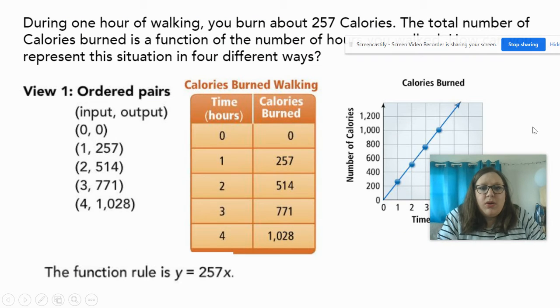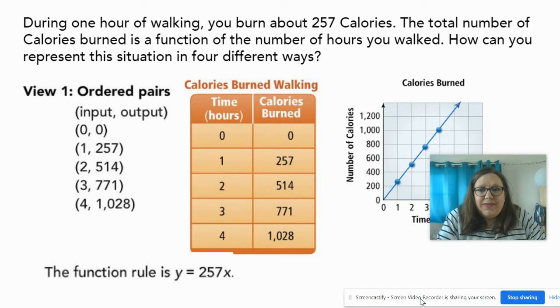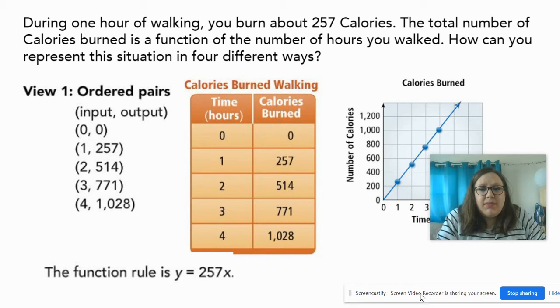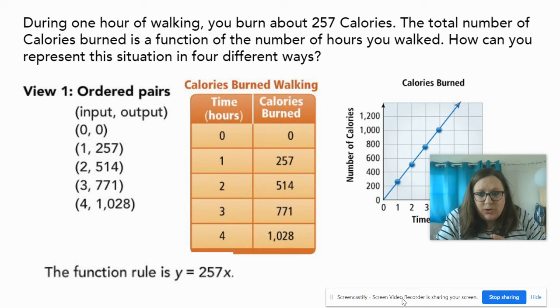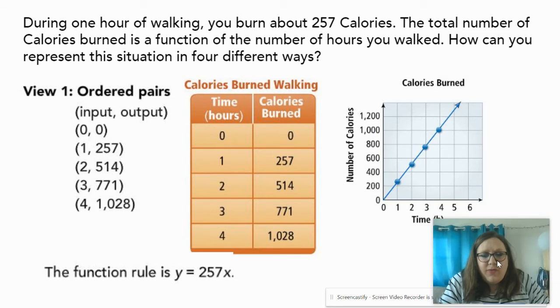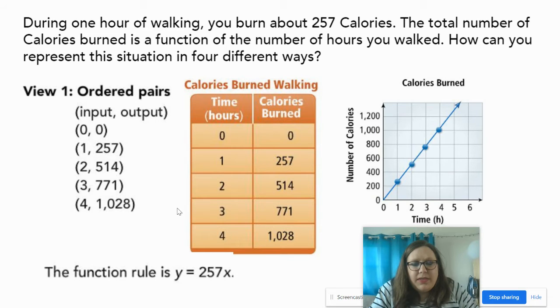Okay, so during 1 hour of walking, you burn 257 calories. The total number of calories burned is a function of the number of hours you walk, meaning that two quantities are working together. That's what a function is. How can you represent this situation in 4 different ways? So as we see here in our ordered pairs, wait, where's my pen? There we go. Okay. So if you walked for 0 hours, you would burn 0 calories because you haven't started walking yet. And then each hour, you would go up by 257.